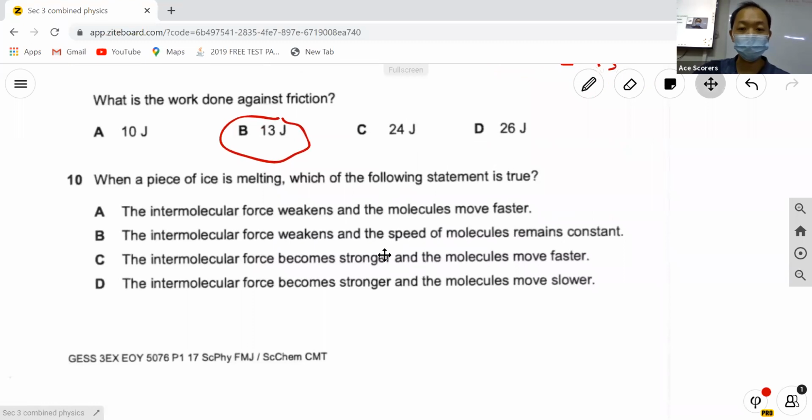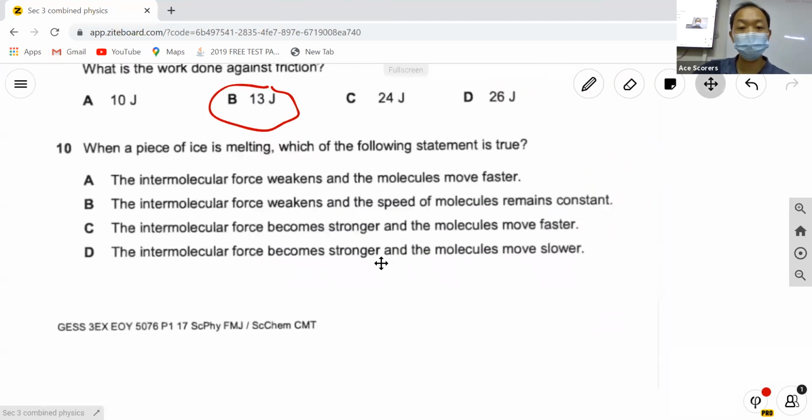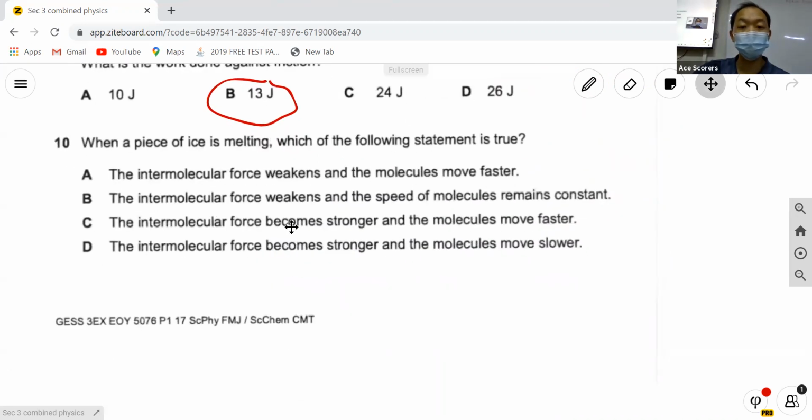When a piece of ice is melting, which one is true? Okay, what do you get? Well, this looks like chemistry. Elijah? Ice melt. C. The intermolecular force becomes stronger. And wrong. Where got move faster? C wrong. A. The intermolecular force weakens. Eh? Melt. Okay, and the molecules move faster. The intermolecular force weakens and the molecules move faster.